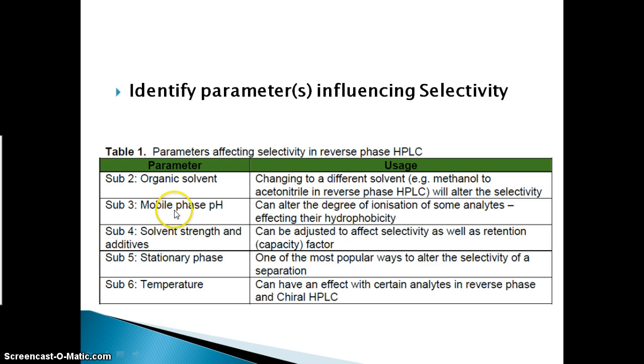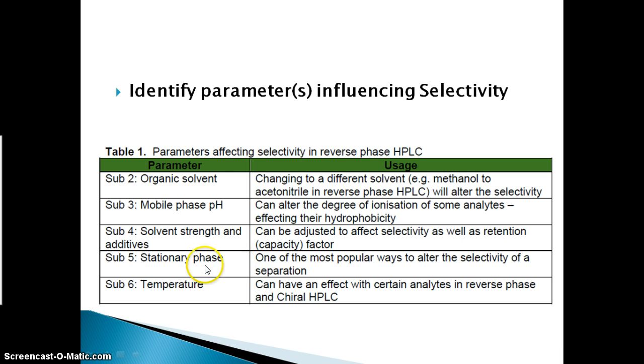Another example would be mobile phase pH, so that can alter the degree of ionization of some analytes, affecting their hydrophobicity. The third parameter that could affect selectivity would be solvent strength and additives. So that can be adjusted to affect selectivity as well as the retention capacity factor.